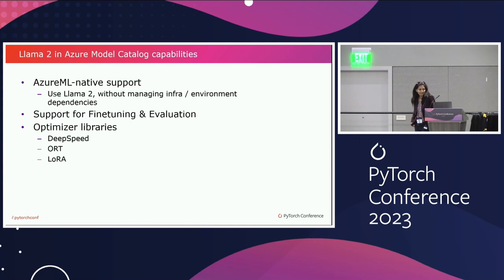There's support for optimizer libraries like DeepSpeed, ORT, and LoRA. DeepSpeed and ORT speed up the fine-tuning process. DeepSpeed speeds up distributed training by running this in parallel on multiple GPUs. And ORT, or ONNX Runtime, optimizes fine-tuning as it happens within a GPU. So as an end result, your fine-tuning completes faster and with fewer resources. And LoRA is a low-rank adaptation of LLMs. And with that, you can complete your fine-tuning with a smaller memory and compute footprint.